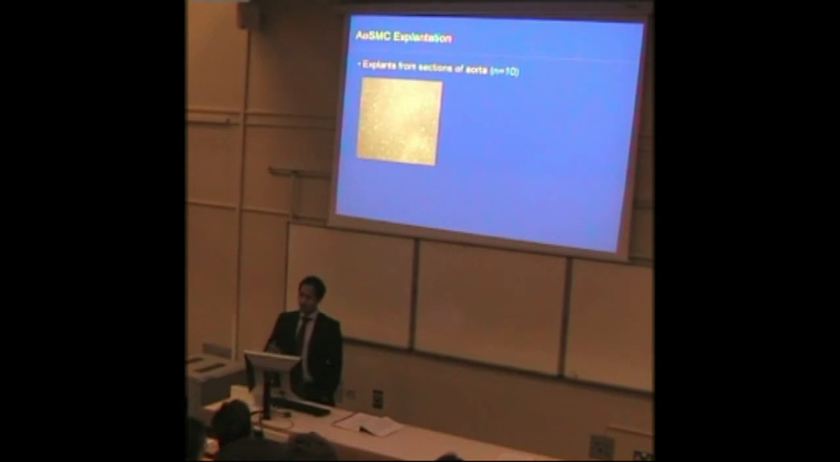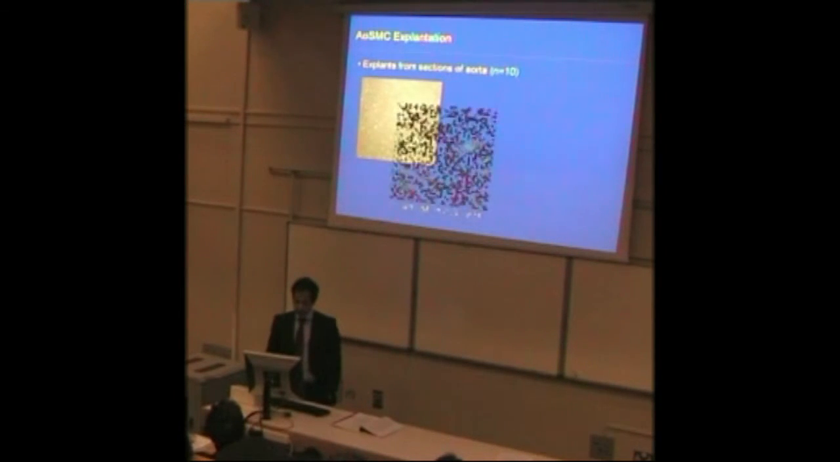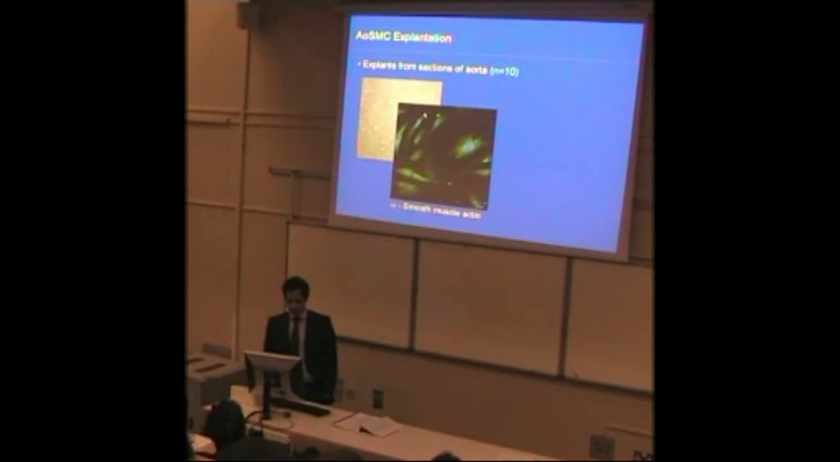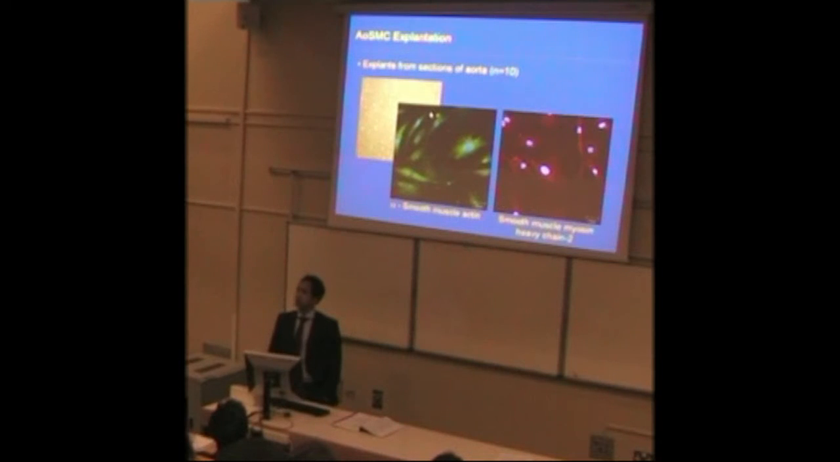To this effect, we then went on to isolate smooth muscle cells from sections of aneurysm tissue taken at the time of open surgery. This slide shows you the smooth muscle cells in culture, which show the characteristic hill-and-valley effect. To ensure that these were indeed smooth muscle cells, we characterised them with indirect immunofluorescence with 2 smooth muscle markers, and over 99% of cells that we isolated were indeed vascular smooth muscle cells.